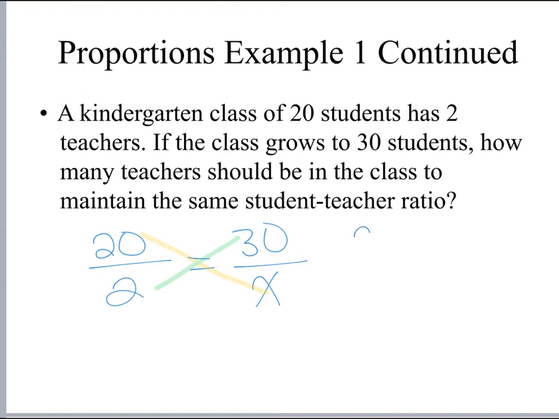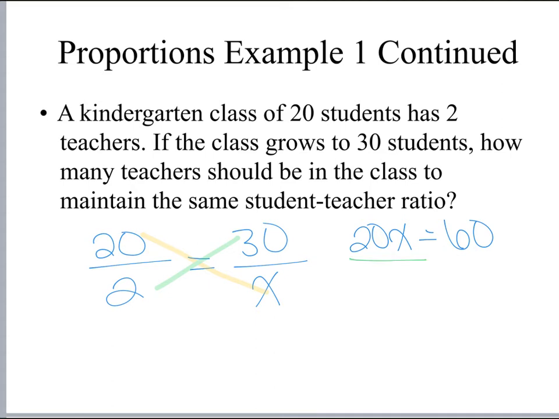So 20 times x gives me 20x. 2 times 30 is 60. And now you have an equation that you can solve. To solve an equation, I am going to have to undo my multiplication. So the opposite of multiplication is division.